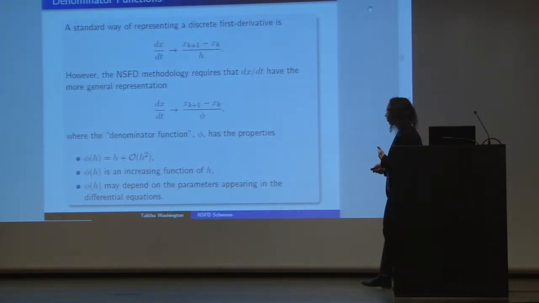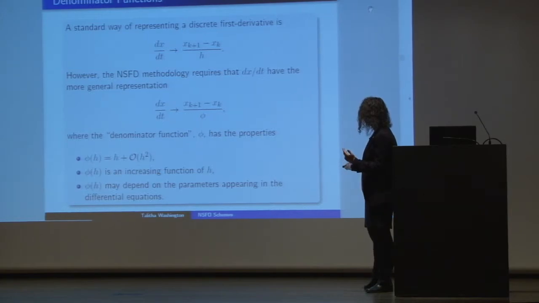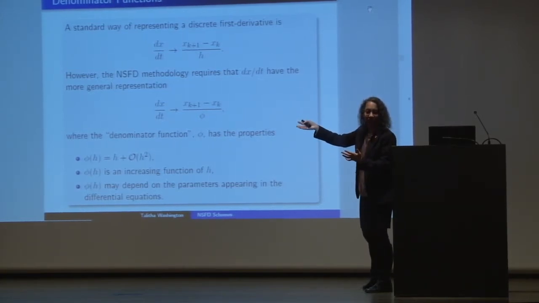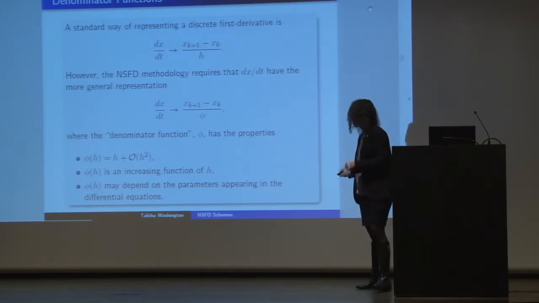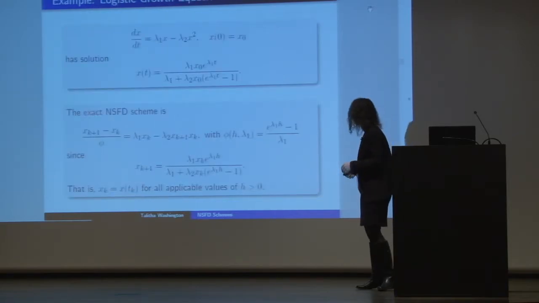Denominator functions. In the standard Euler scheme, the denominator is just an h. But in the non-standard finite difference scheme methodology, this h may get replaced by phi. It should be of order h, because you want to maintain dynamical consistency, or else your stuff just goes nuts. And you want phi of h to be an increasing function of h. So it behaves like h, but it's not really h. It may depend on the parameters appearing in the differential equation. So you want to look at your parameter set and ask what sort of phi you can use.